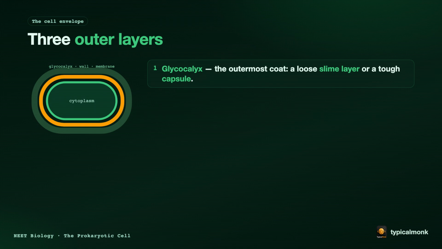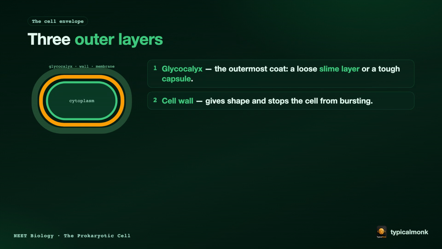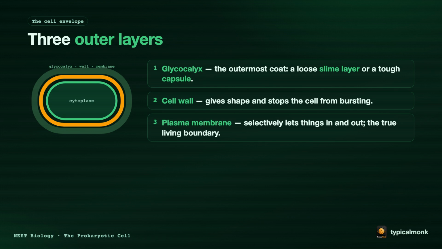Now let's move from outside to inside. The outer part is called the cell envelope. It has 3 layers. Outermost, the glycocalyx. It is either a loose slime layer or a tough capsule. Beneath it, the cell wall. It gives the cell its shape and stops it from bursting. And innermost, the plasma membrane, the true living boundary that decides what comes in and what goes out.